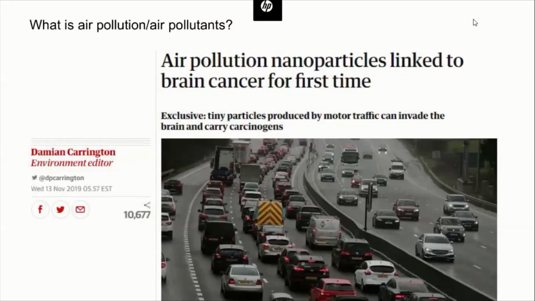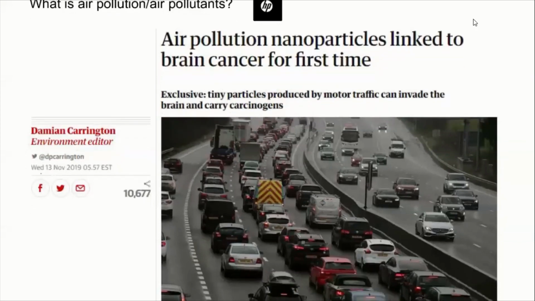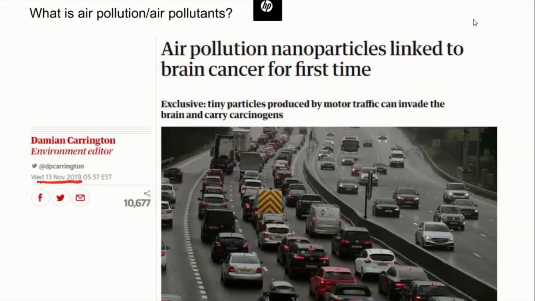I have to say that air pollution isn't something very new, but actually a lot of new research is popping out in recent years. For example, we all know that air pollution is bad for human health, right? You can see this news thread from last year, 2019 in November. This is the first time that people found that one type of air pollutant is linked to brain cancer. The specific air pollutant we're talking about is nanoparticles, which we also call particulate matter.